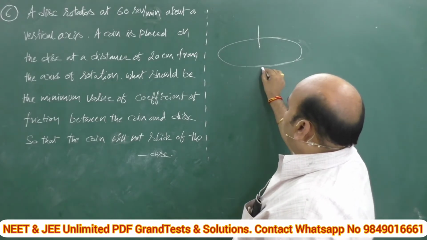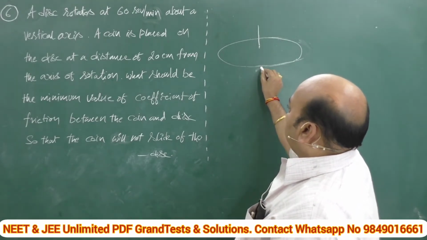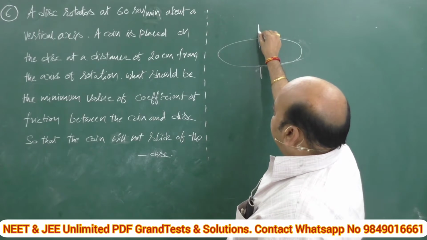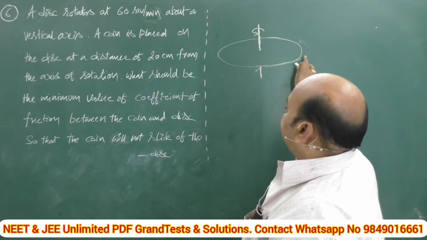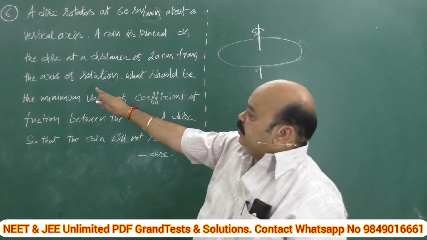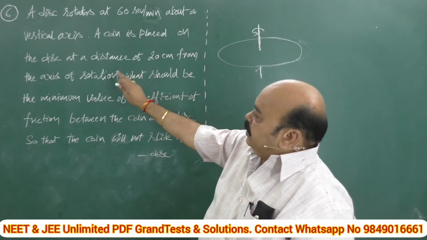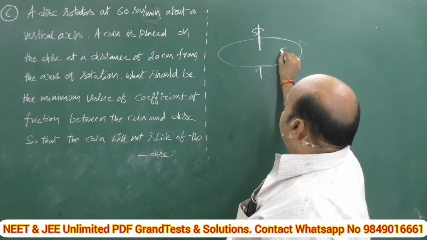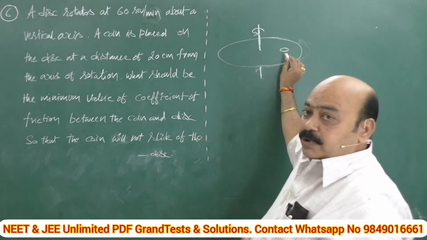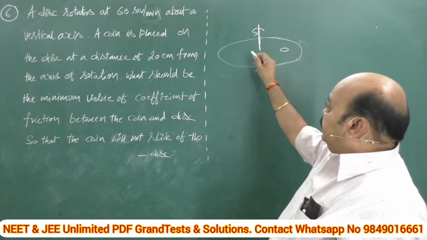I think you can do it very simply. This is the axis of rotation. Around this axis of rotation, this disc is rotating. This is the condition. Now a coin is placed on the disc. Imagine a 1 rupee coin is placed here. The disc is rotating.